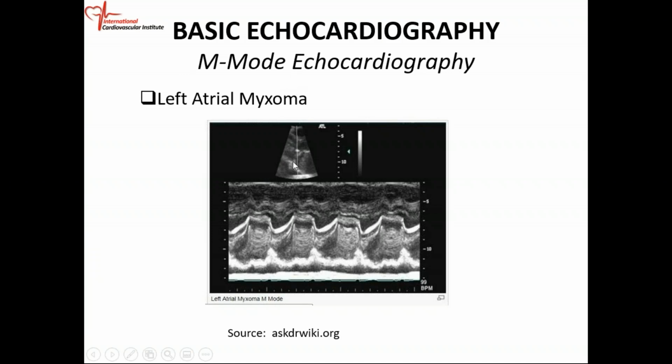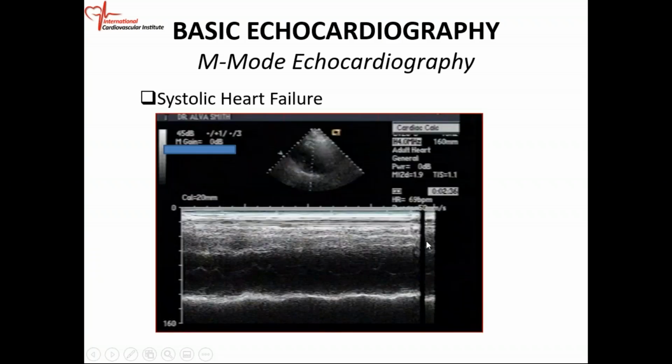Again, the cursor crosses through the varying structures: chest wall, pericardium, RV wall, RV cavity. This is the septum, and then in diastole, the mitral valve opens, and this structure here is the tumor. The tumor is trying to get out. As soon as the mitral valve opens, it tries to get out. So in diastole, you see this structure, the anterior mitral leaflet, and then this tumor. This is what your left atrial myxoma looks like.